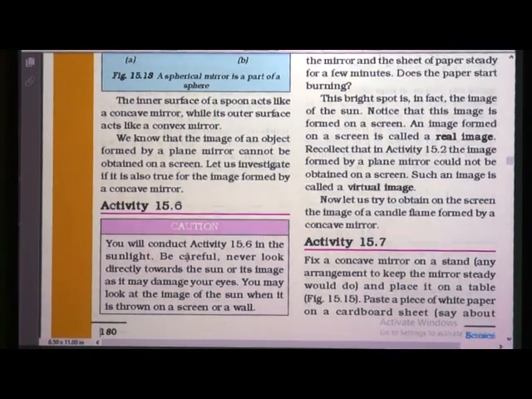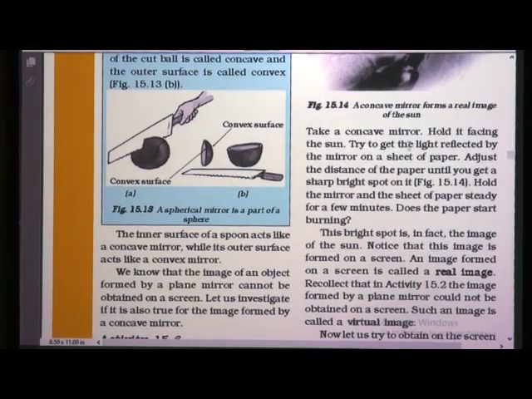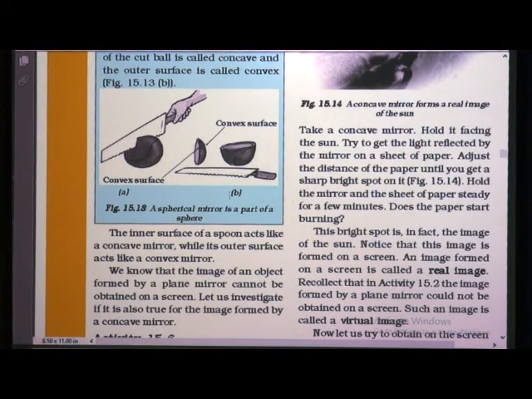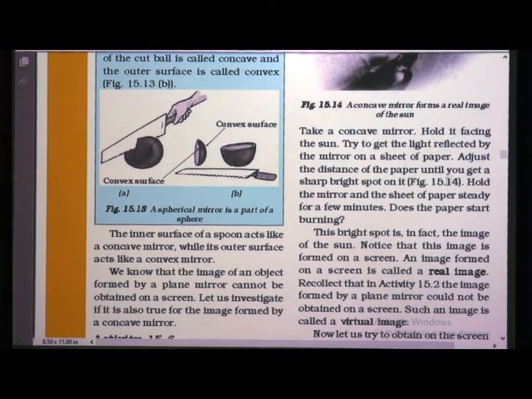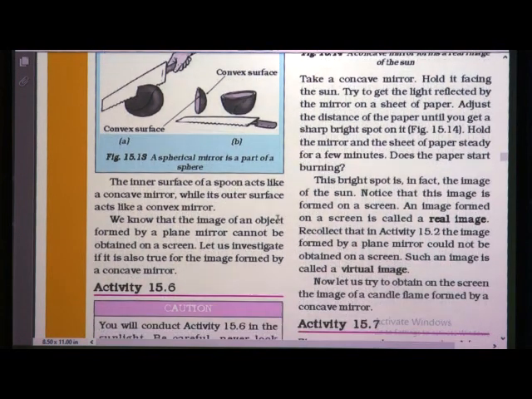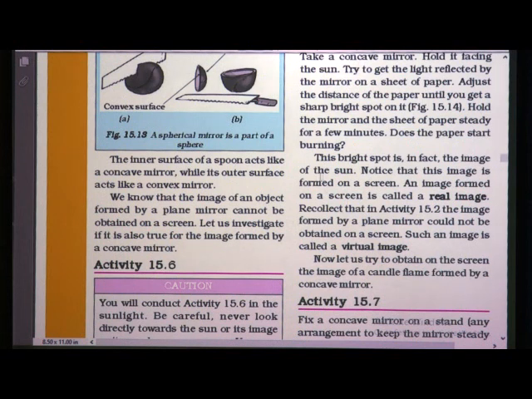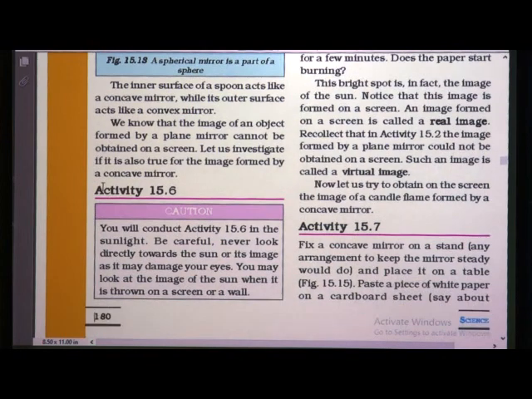In this activity, what you have to do: take a concave mirror, hold it facing the sun, and try to get the light reflected by the mirror on a sheet of paper. Adjust the distance of the paper until you get a sharp bright spot on it. If you hold the mirror and the sheet of paper steady for a minute, does the paper start burning? This bright spot is in fact the image of the sun. Notice that this image is formed on a screen, and an image formed on a screen is called a real image. So we learn about real images.